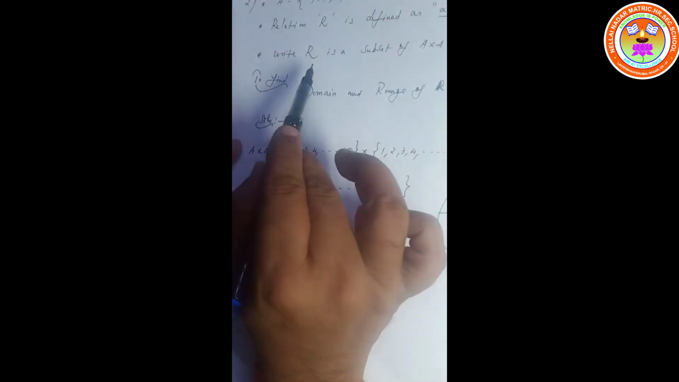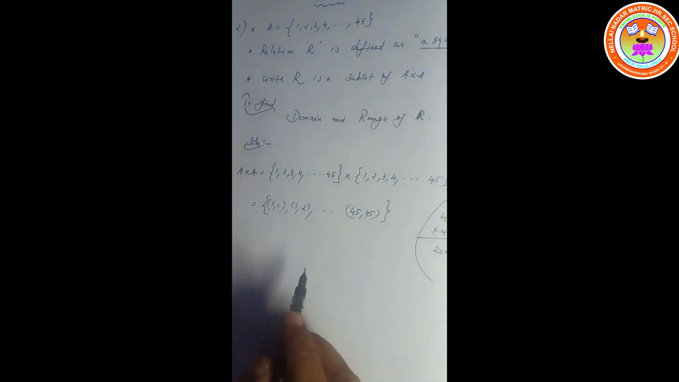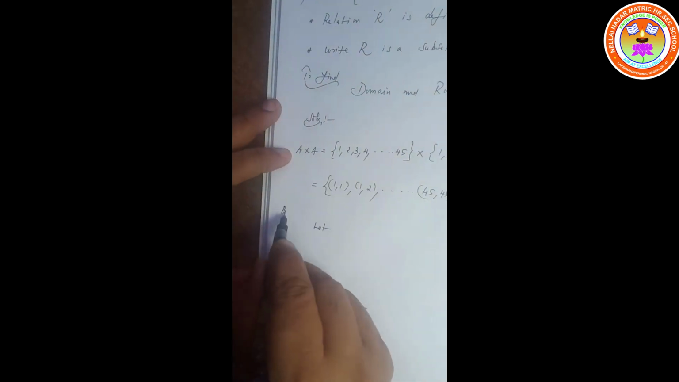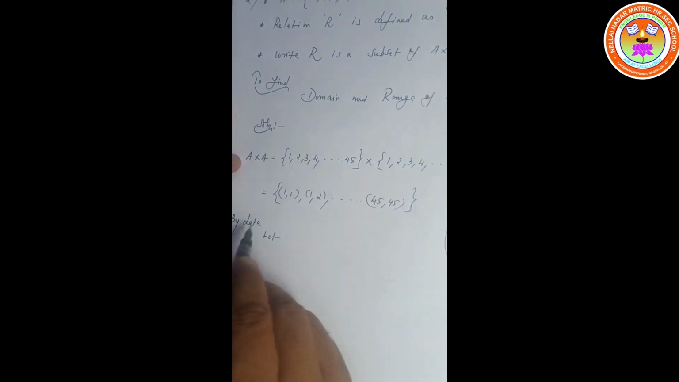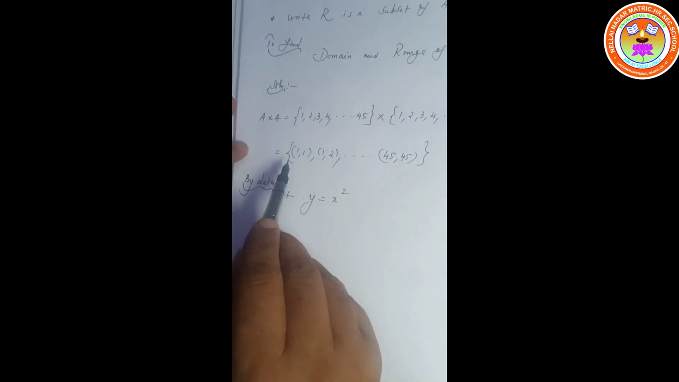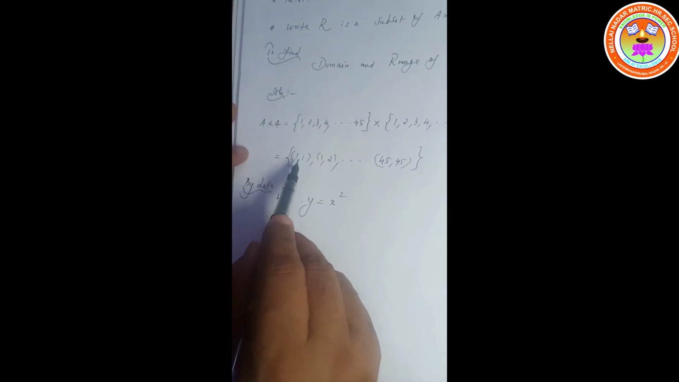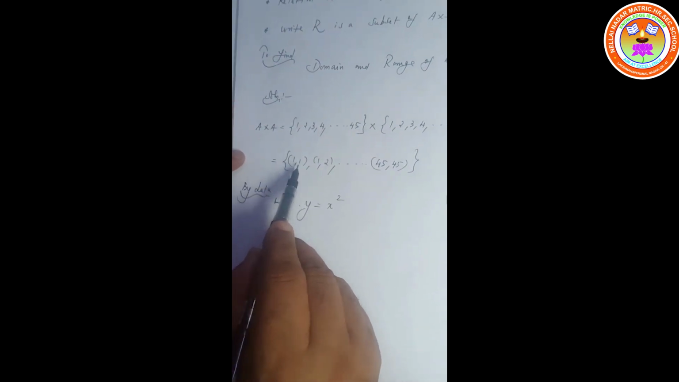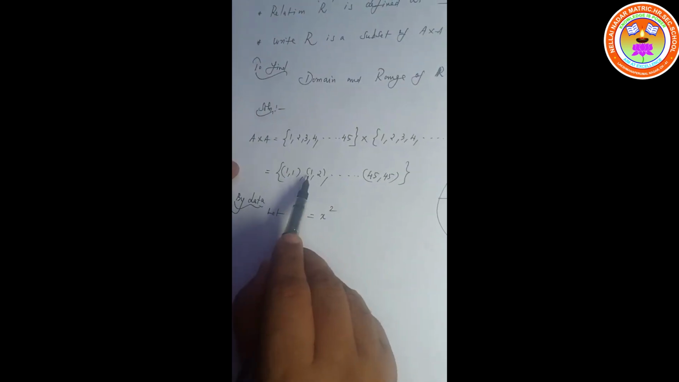Now the relation R is a subset of A cross A. Here what's the condition given? Square of. So by the condition, I consider y equals x squared. In a set of ordered pairs, for (1, 1), the first one refers to the x value, the second is the y value. So here x value is 1, y value is 1. Here x value is 45, y value is 45.